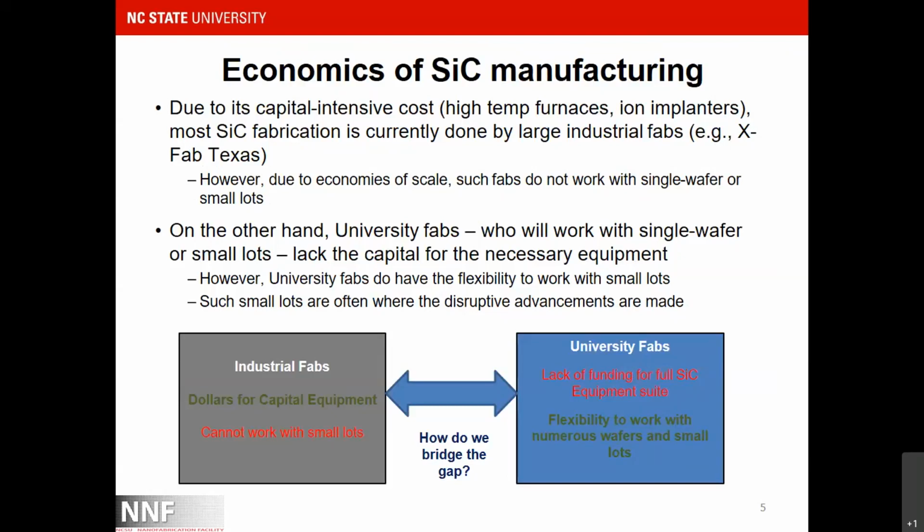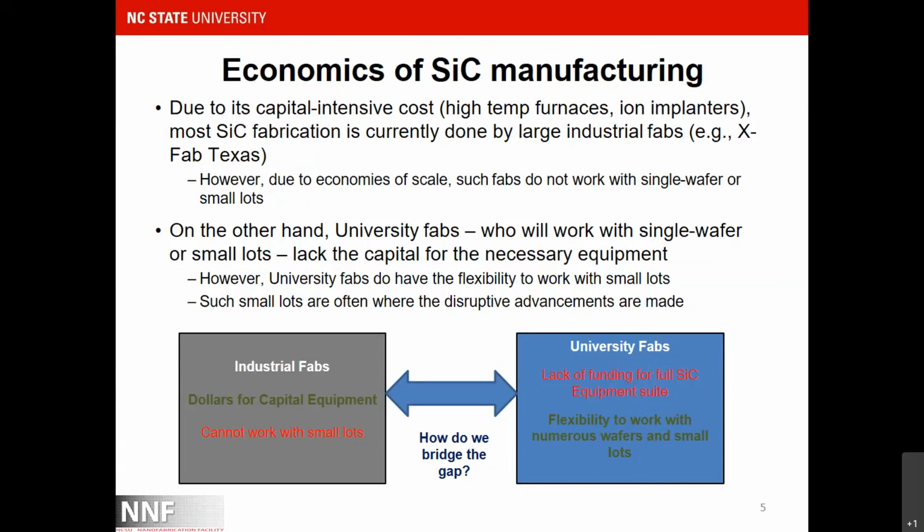If someone comes up with an idea, I want to try this as a gate design, I want to try this material as a dopant, I want to do this, I want to do that. These little ideas germinate and then spread, which is the basis of how disruptive technology takes place. We can do that at university fabs. We can work with one wafer, two wafers, three wafers at a time, or even wafer pieces. You can't do that in a commercial fab. So as you can see here on slide number 5, we get down to the bottom.